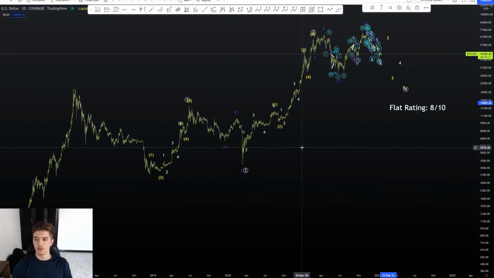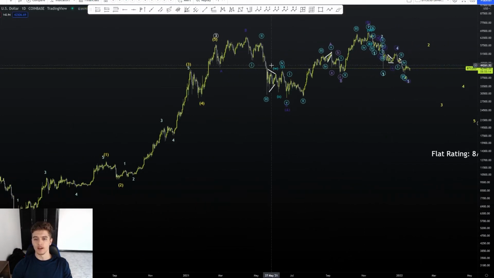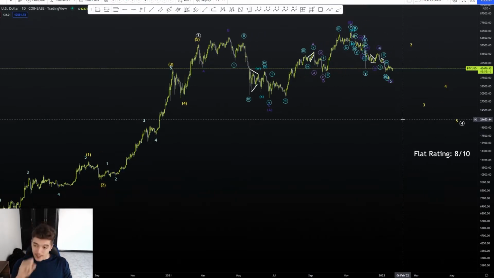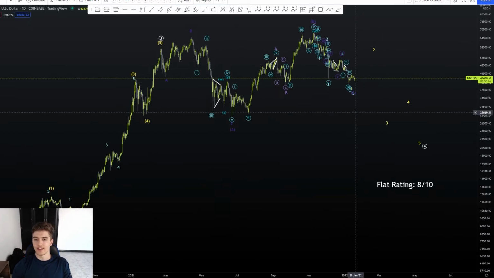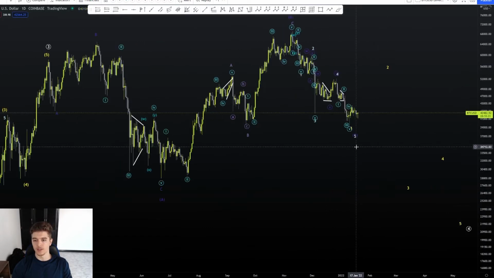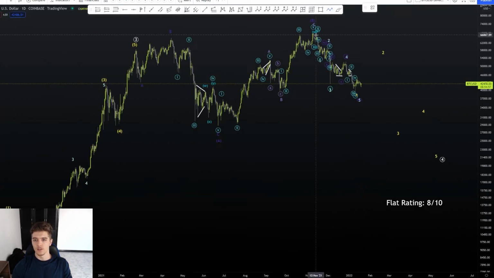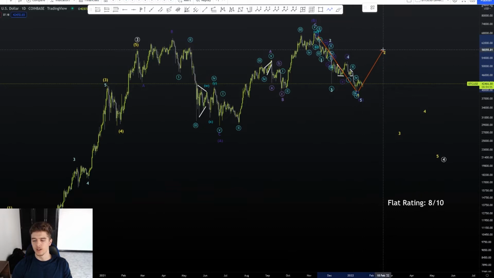So the first count that many of you guys are probably aware of is the flat count for Bitcoin, where this would all be an A, a B, and we're coming down for a C. So like I said, I think this count is a pretty good count to have in your chart. It does seem pretty likely that this could either be a running flat right here, where we just completed a fifth wave for the wave C, or it could be the first wave of this wave C, and we're going to be coming down like this.